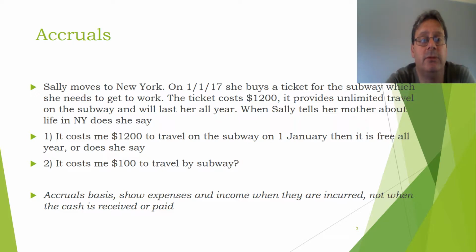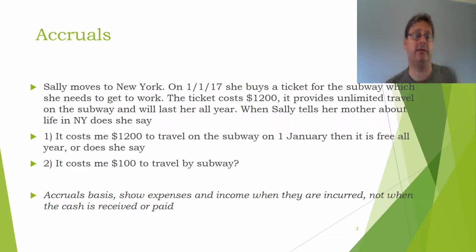If you accrual account, Sally will say no, it cost me $100 a month to travel on the train. Right, and that is accrual accounting because the cost of the ticket spread over the life is $100 per month. There's 12 months in a year, $1,200. So accrual accounting will show as an expense $100 per month, and cash accounting will show $1,200 in January and nothing in the other 11 months of the year. Right, now that is the difference between those two things.